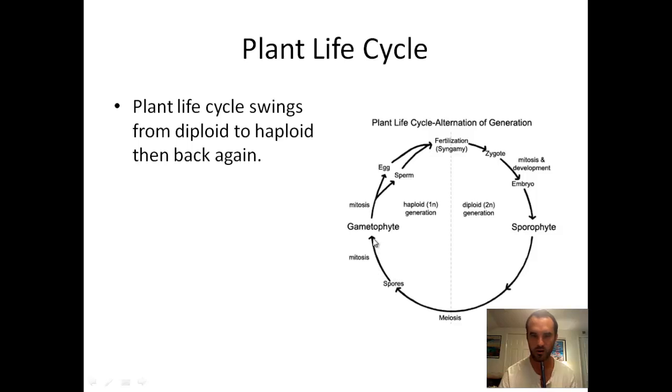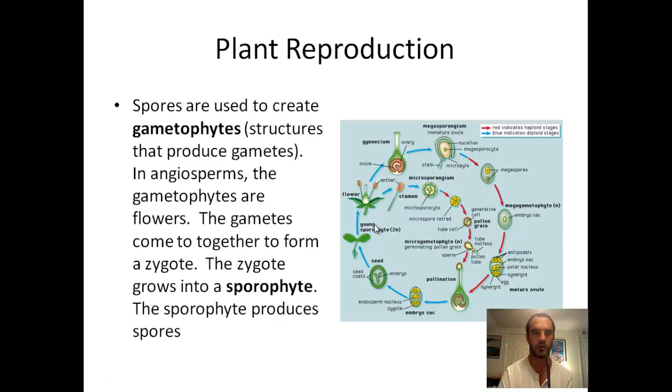Here's our spore, which forms a gametophyte, egg and sperm. They come together. When the egg is fertilized, it forms a zygote. Then back to sporophyte, and back to reproductive cell formation. So spores are used to create gametophytes, and those are just the structures that produce gametes.